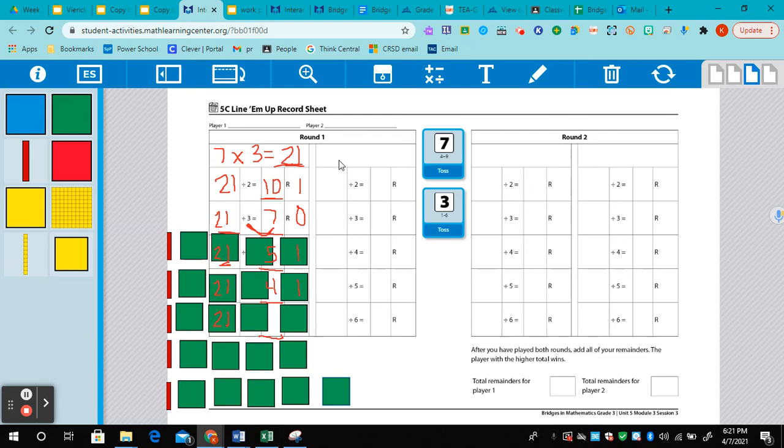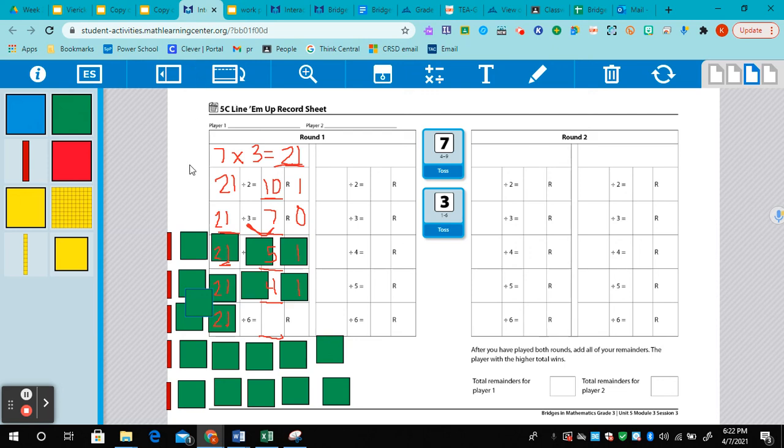Player 2 then is going to do the same exact thing. And then you're going to do another round of that. And in order to know who wins, you're going to add up all of your remainders. So if I had 1, 2, 3, that should be, I forgot the 6th one. That's okay. Say I had 5 as total remainders, I would put in 5. If player 2 had 7, they would put in 7, and whoever has the highest total for all the remainders in both rounds is the winner chicken dinner.